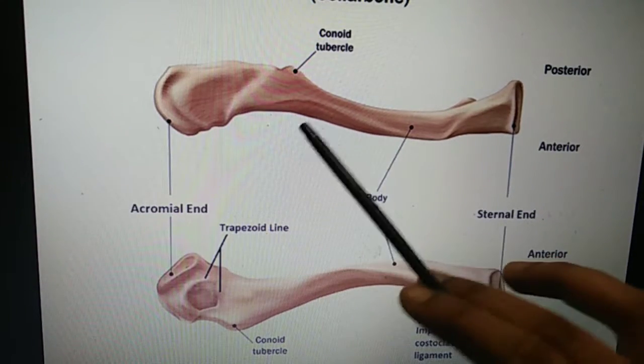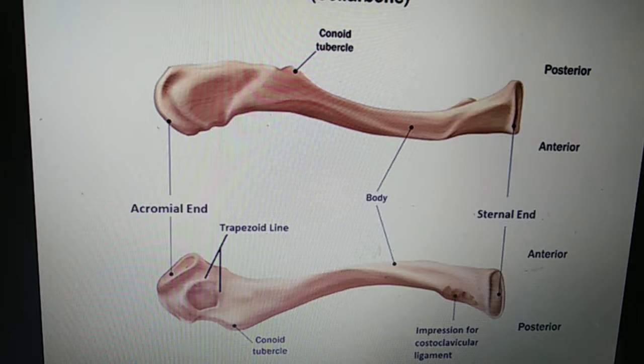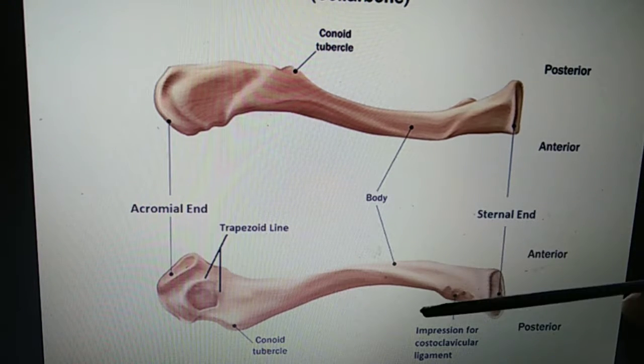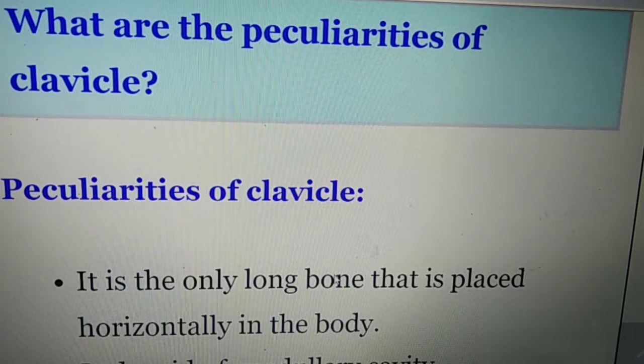So clavicle is the first bone that is going to ossify in the fetus, and it has a superior surface and the inferior surface, anterior border and posterior border. So we will see the attachments. Before seeing the attachments, we will see the peculiarities of the clavicle.